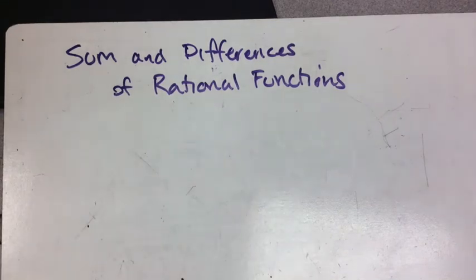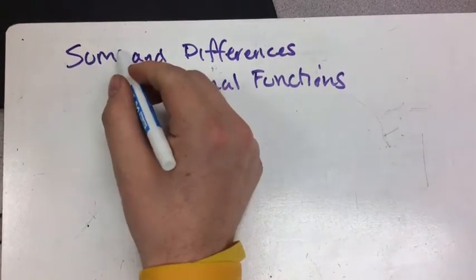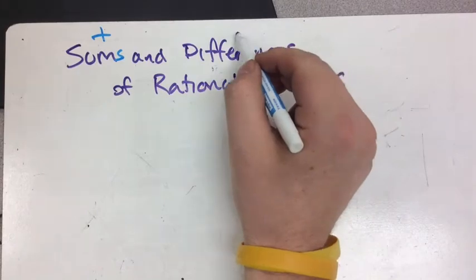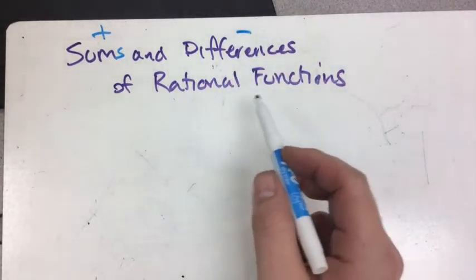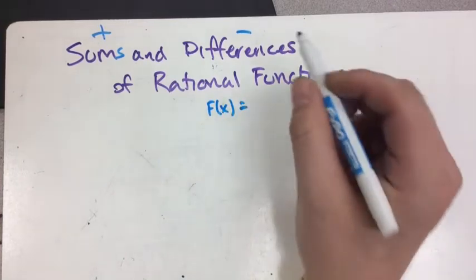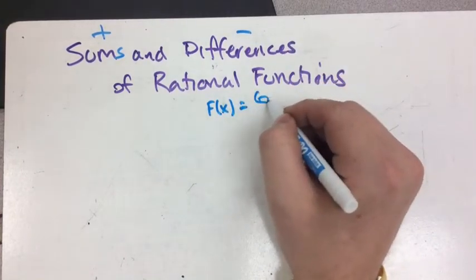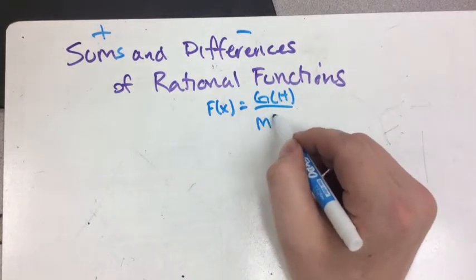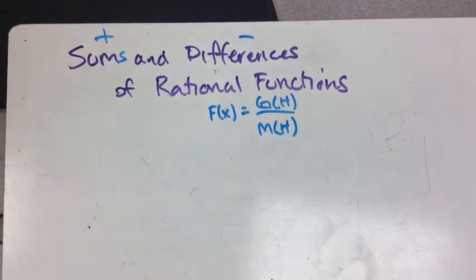Okay, today's video is on sums and differences of rational functions. When we're talking about sums, we're talking about addition. When we're talking about differences, we're talking about subtraction. And when we're talking about rational functions, we're still dealing with a function that is comprised of the ratio of one function over another function, let's say m of h.